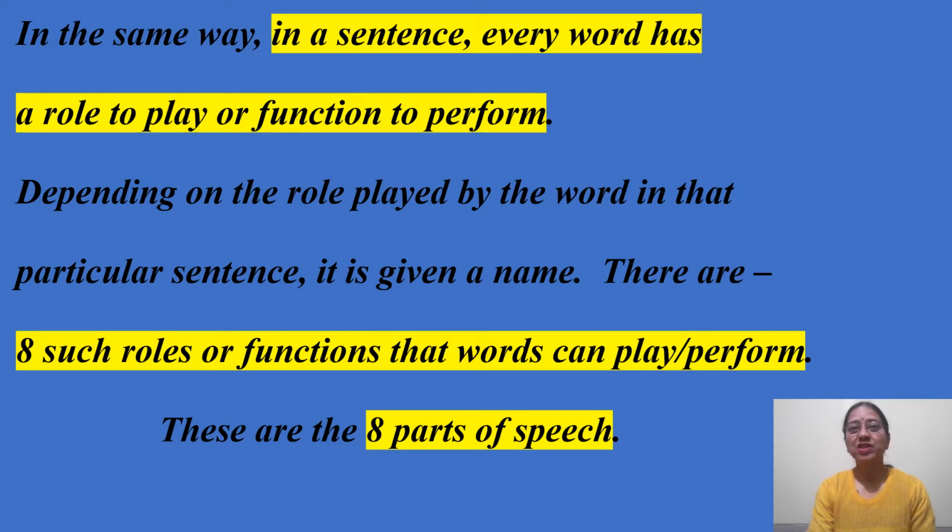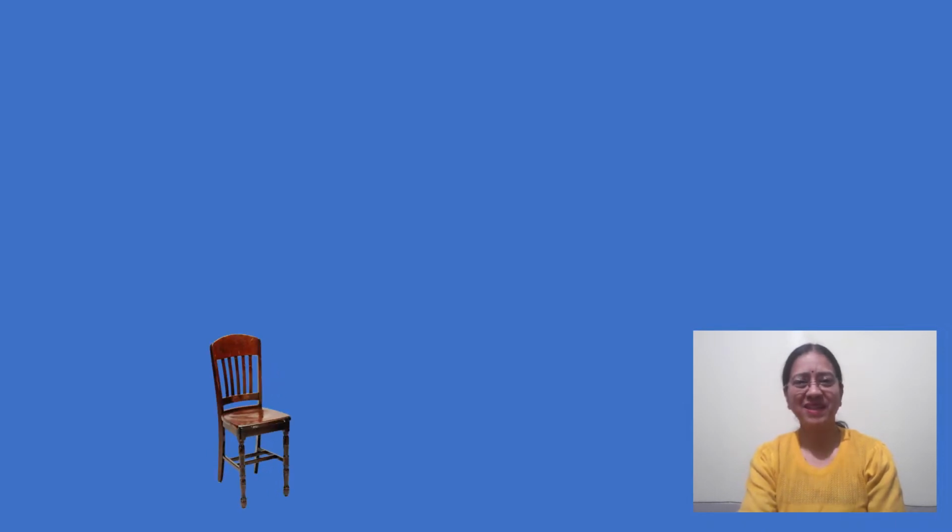There are 8 such roles or functions that words can play or perform. These are the 8 parts of speech. So now friends, on the screen you will see things appearing one by one. Look at them. What are they? These are things that you see around you. So these are, in other words, names of things that you see around.